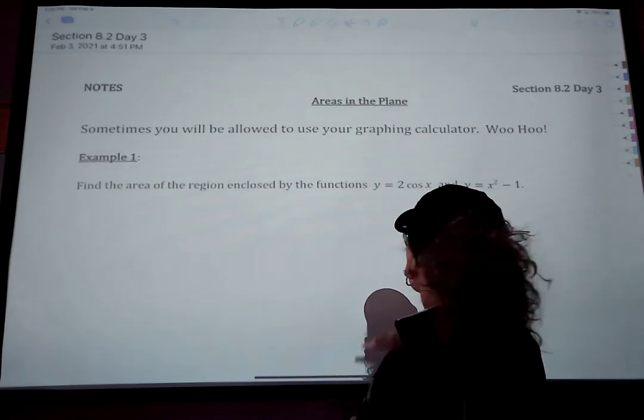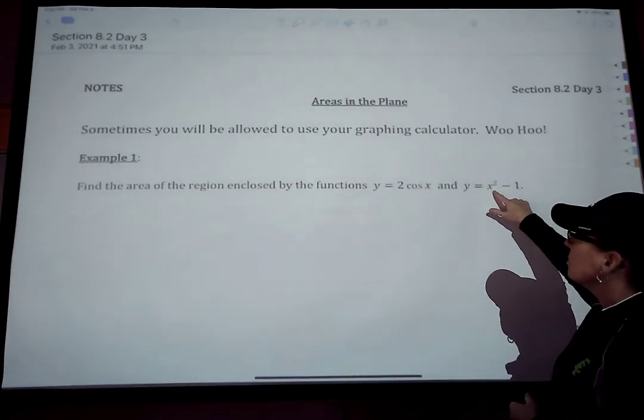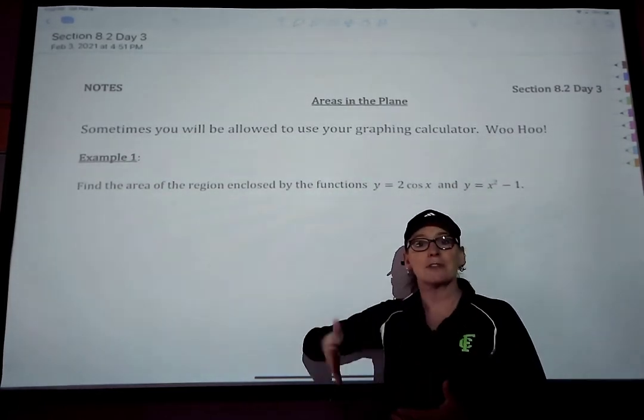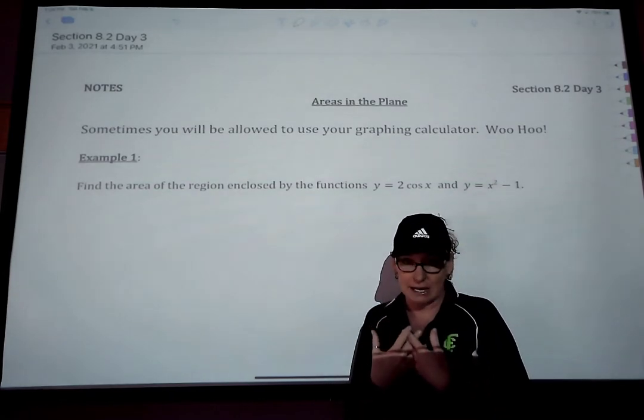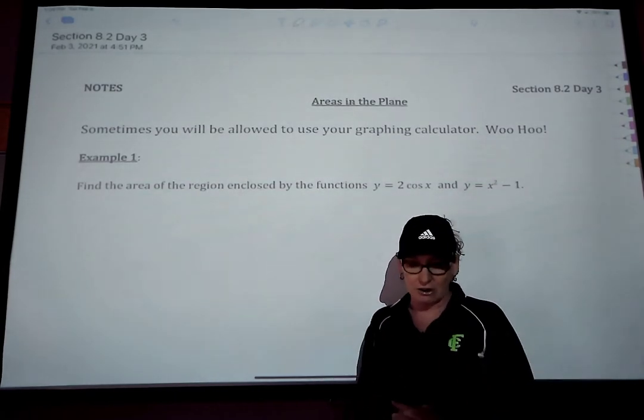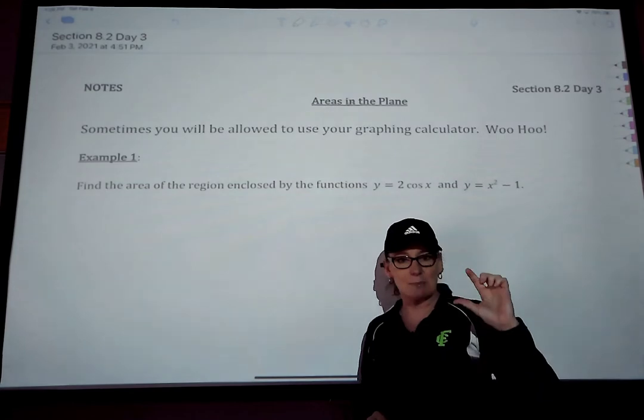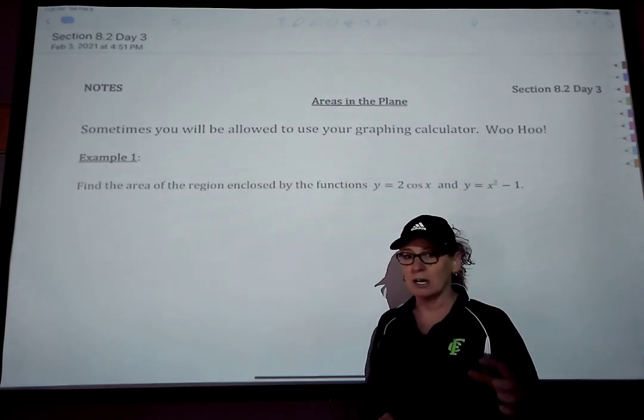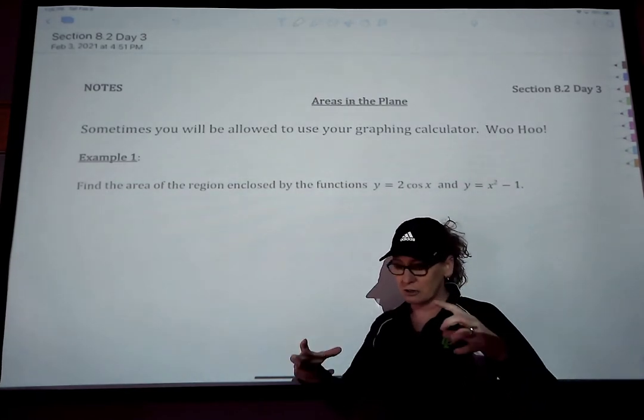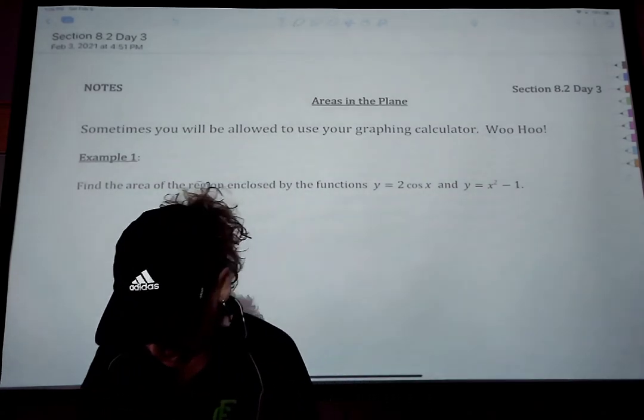So we've got two functions. We've got a trig function and a parabola. We don't have to graph them by hand. We're going to do all the work on our graphing calculators. There is a tiny bit of stuff that we need to show on our paper, but let me tell you what to do on your graphing calculator first. So I'm going to switch screens here.